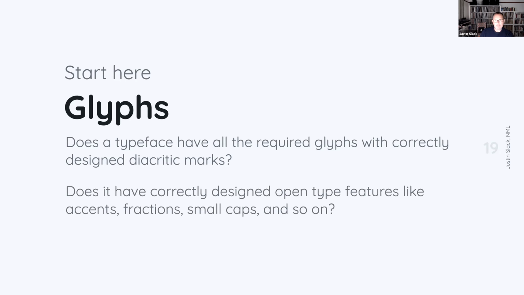And do we have open type features? Now I'm going to talk about open type features in more detail next week, but open type features, just on a simple level, are additional features we have in a typeface that allow us to do things like accents and fractions and small caps and so on. So that will become a little bit clearer next week when we look at examples and how to use them in the browser.